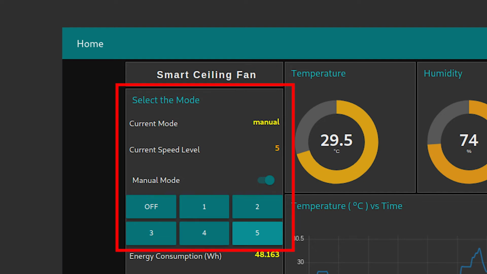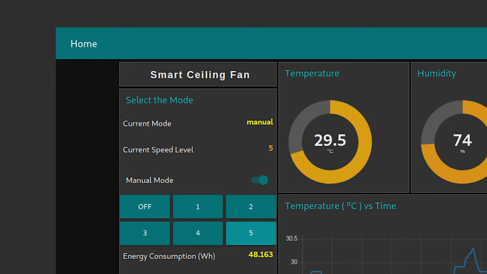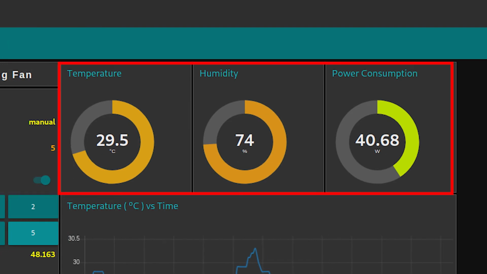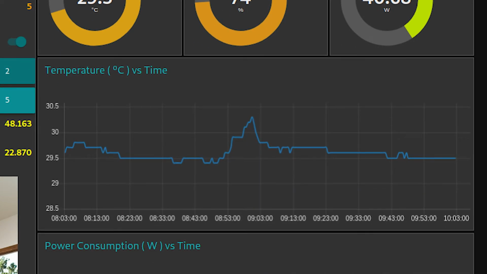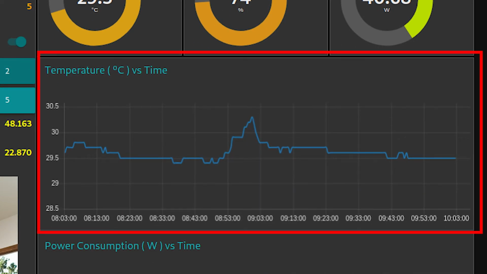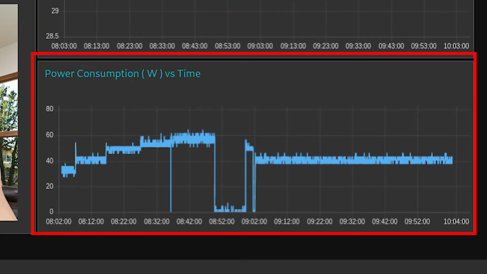This section shows current operating mode and speed level, operating mode switch which allows the user to switch between auto and manual modes, and a set of buttons which allows switching between speed levels in manual control mode. This section shows the real-time values of measured temperature, humidity and power consumption of the fan. This graph indicates the temperature variation of the considered area with the time. Variation of fan power consumption with time can be seen in this graph.